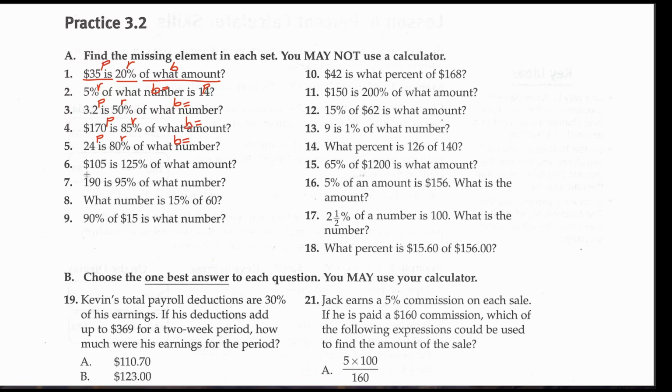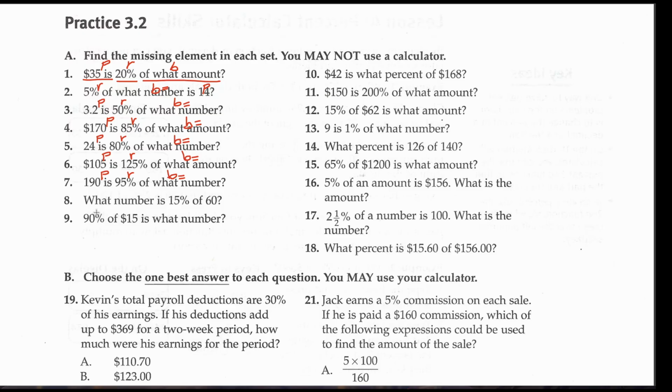Number 6, $105 is 125% of what amount? So 105 is the part. 125% is the rate. Of what amount? We don't know. That is the base. Number 7, 190 is. That is the part. 95%, that is the rate. Of what number? We don't know the base.